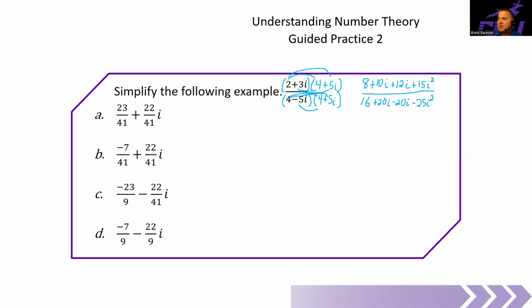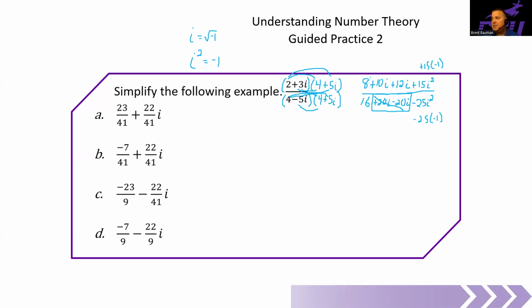But what we should notice is these center two terms are going to drop out, plus 20i minus 20i. And then we have to work with these i squareds. So we need to remember that i squared equals -1. And remember that comes from i equaling the square root of -1. So if you square both sides, you get i squared equals -1. So over here, this is really plus 15 times -1. And this is negative 25 times -1.